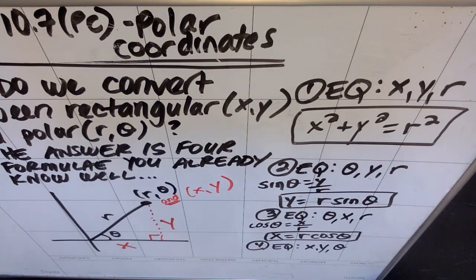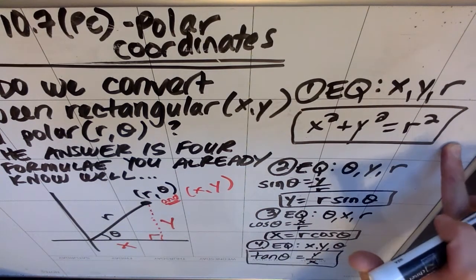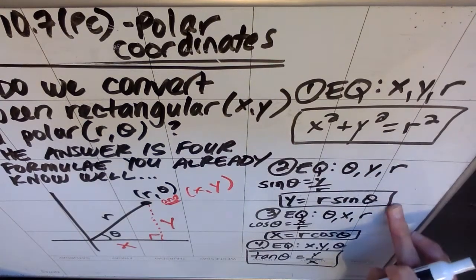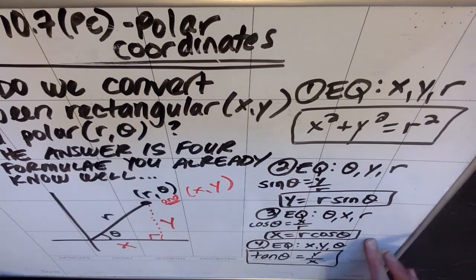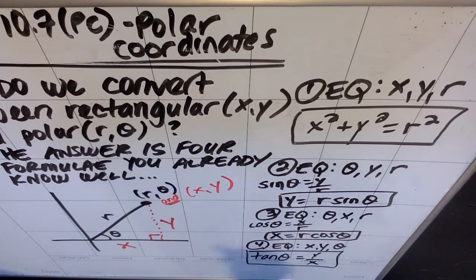And then the last one, we did SOHCAH. We're going to do TOA. So the tangent of theta is going to be y on top of x. And those four equations that I boxed, x squared plus y squared equals r squared, y equals r sine theta, x equals r cosine theta, and tangent of theta equals y over x, those all appear on page 751 as the way that we convert between rectangular and polar or vice versa.